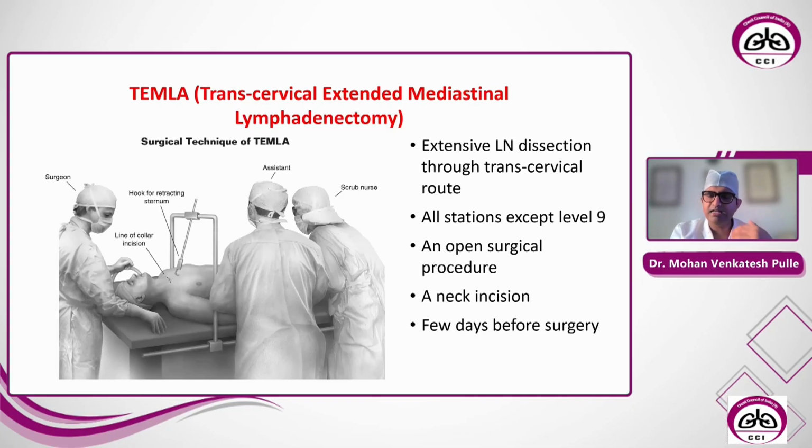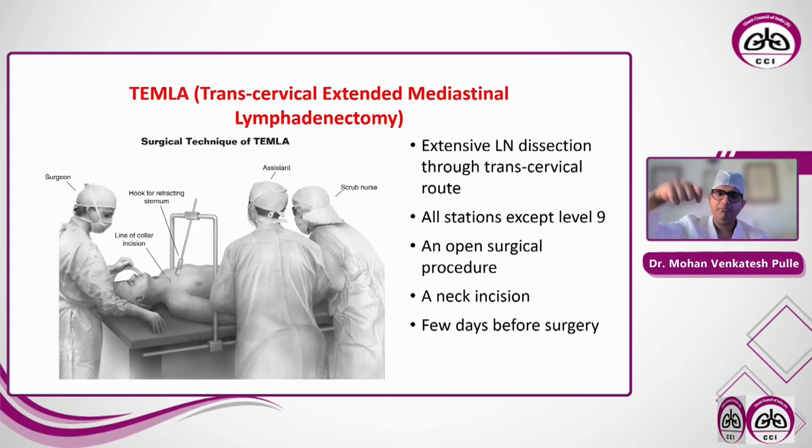It's like a transcervical thoracic surgery where the mediastinal scope is used less. It's conventionally an open surgery. All stations except the inferior pulmonary lymph nodes can be reached by this procedure. It will have a fairly big neck incision, about 4 to 5 centimeters. And then you can see here a sternum lifting stand, and a hook that is put behind the sternum.